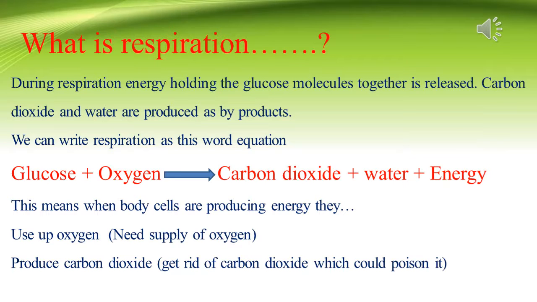During respiration, I mean the breakdown of glucose, the energy holding the glucose molecules together is released, and carbon dioxide and water are produced as byproducts. We can write respiration as the following word equation. During respiration, glucose combines with oxygen to form carbon dioxide and water. In this breakdown of glucose, energy is released as a byproduct. This means when body cells are producing energy, they use up oxygen, so they need a supply of oxygen. They produce carbon dioxide, and must get rid of carbon dioxide which could poison them. And water is also produced.